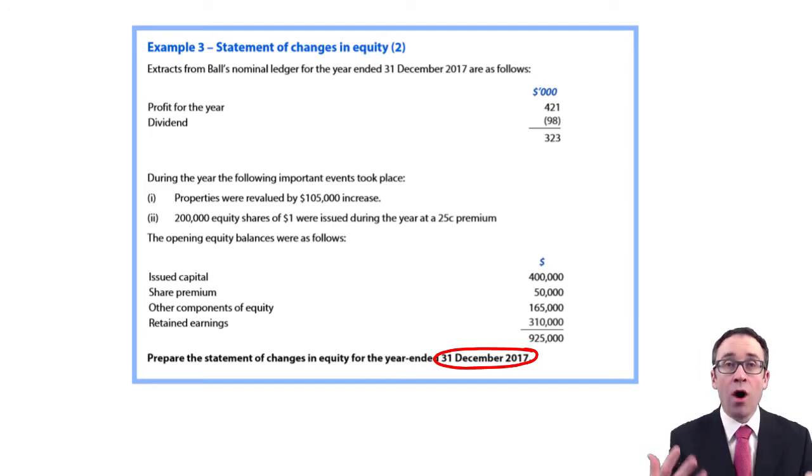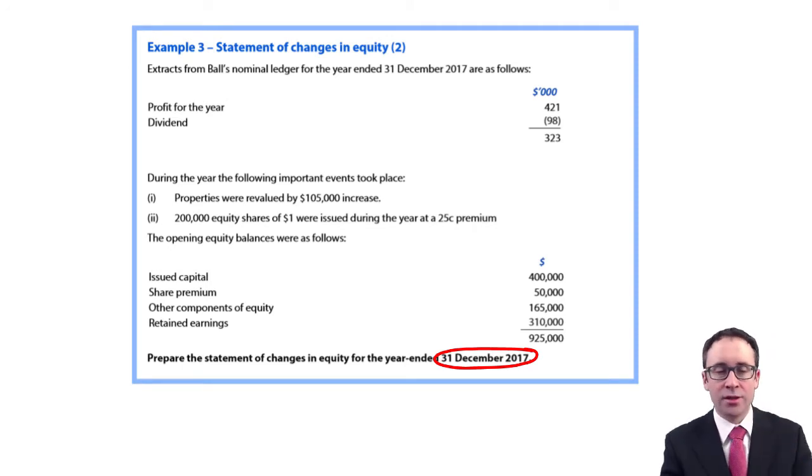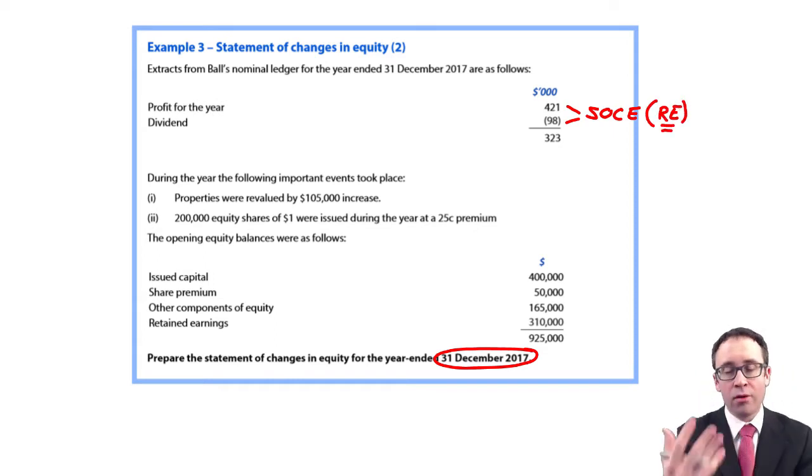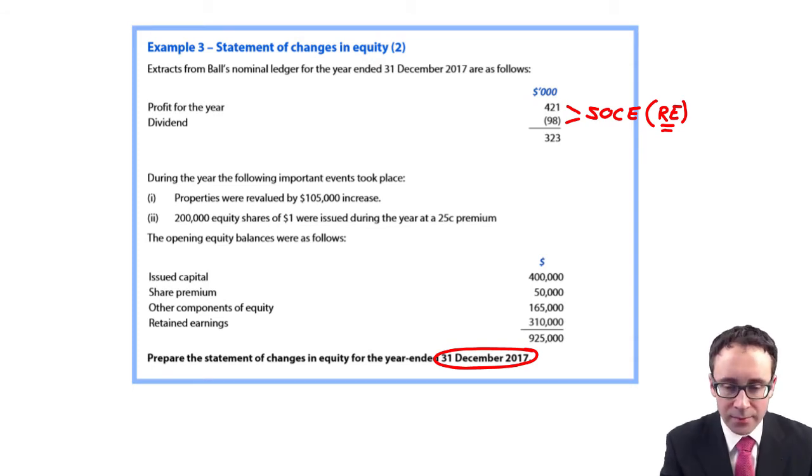Okay, so what we've got there, right at the very top, we're given extracts from the accounts from December 2017. We're told the profit for the year is 421. We're told the dividend, a deduction from our retained earnings, is 98. So both of those figures are going to go to our statement of changes in equity, and specifically they will go within the retained earnings column. So I'll put those in a moment.